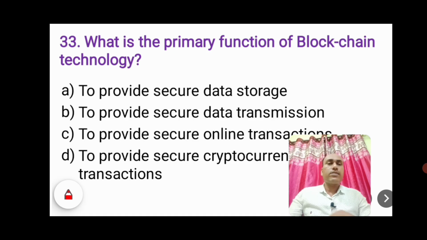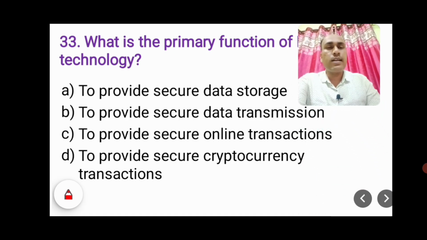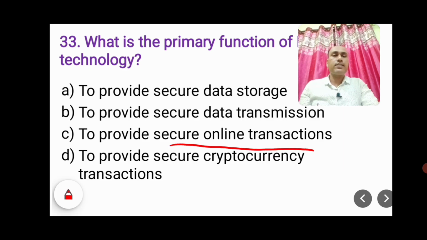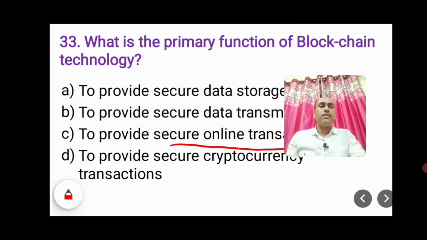What is the primary function of blockchain technology? Primary functions of blockchain technology: to provide secure data storage, to provide secure data transmission, to provide secure online transaction, to provide secure cryptocurrency transaction. 33. Answer will be to provide secure online transactions. The blockchain technology.